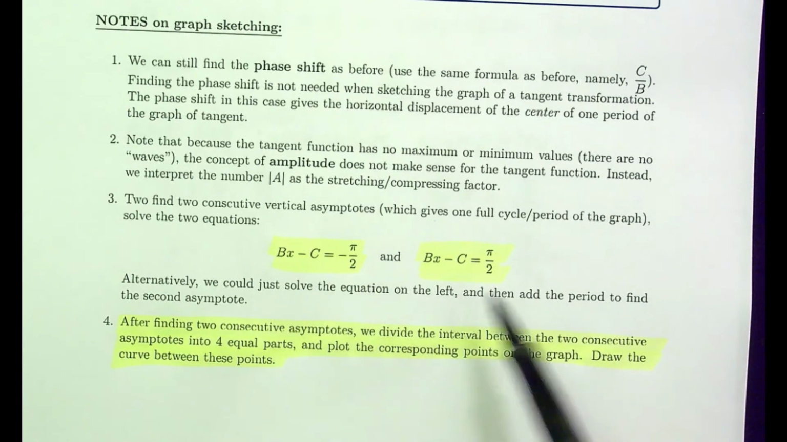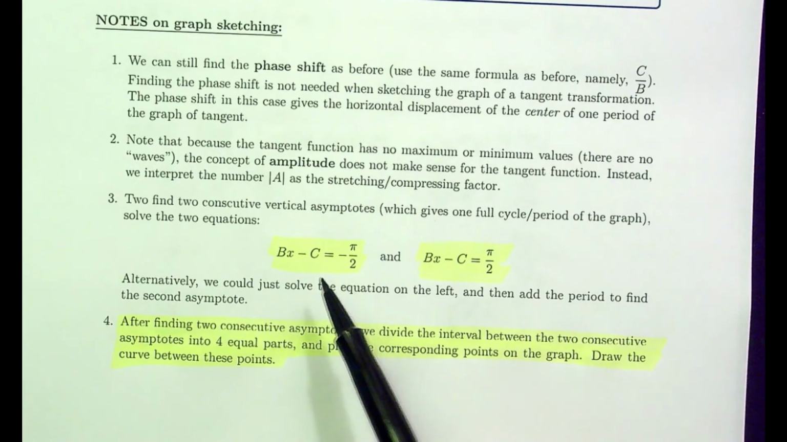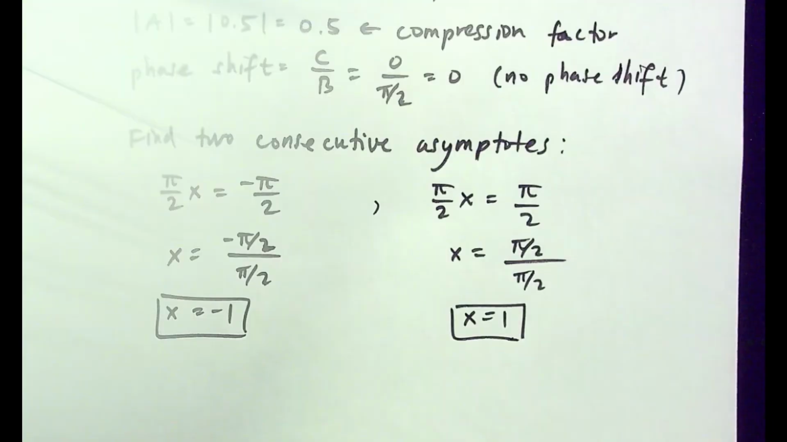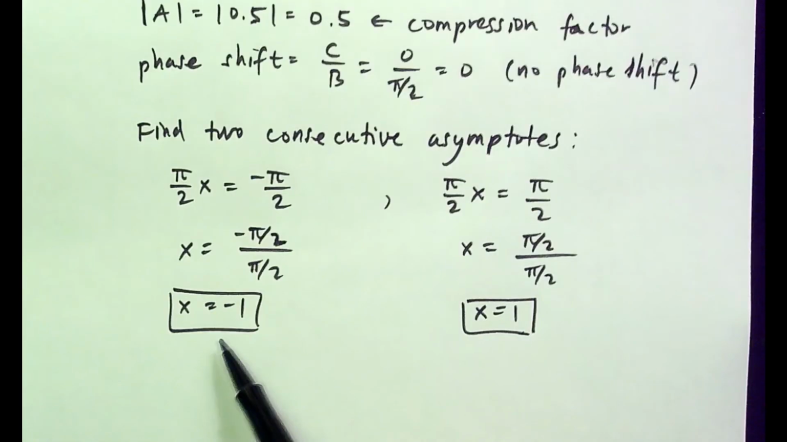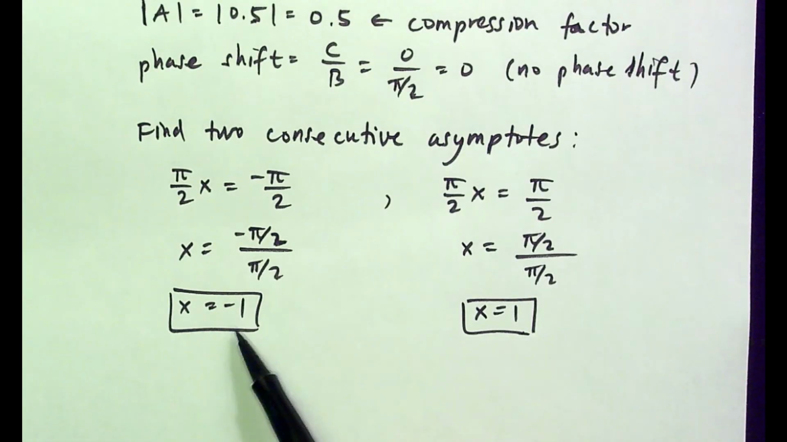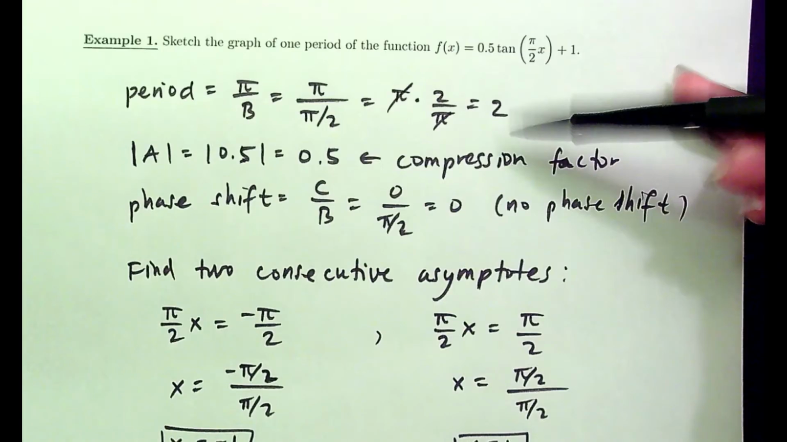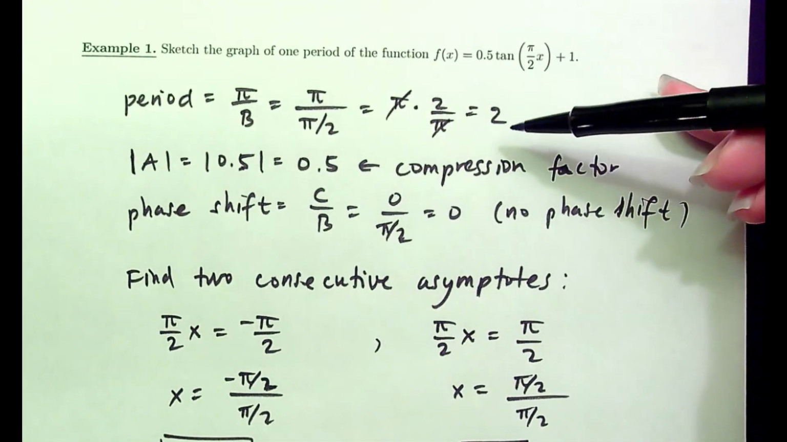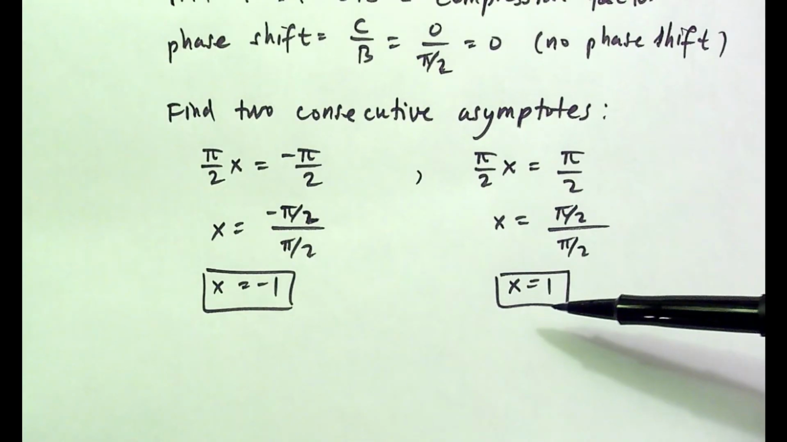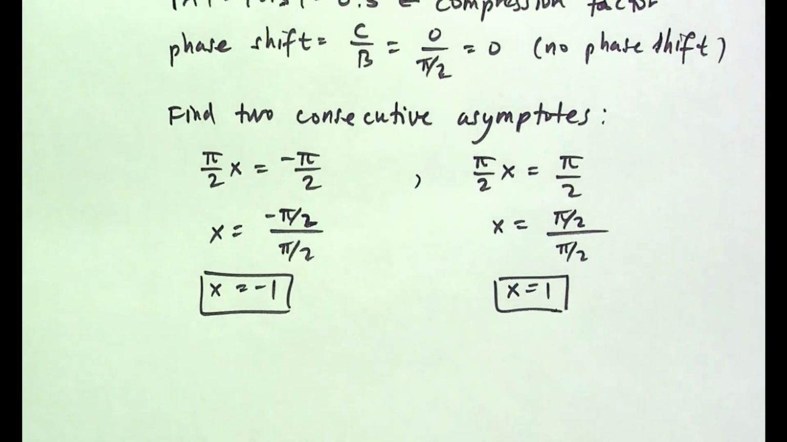You could, that's one way. The other way is you just solve one, the left one, and then add the period, and that gives you the other one. So for example, here, we solve the left one, we get negative 1, and if we add the period, which is 2, negative 1 plus 2 is equal to 1. So that gives you the next asymptote because that's the period, right?